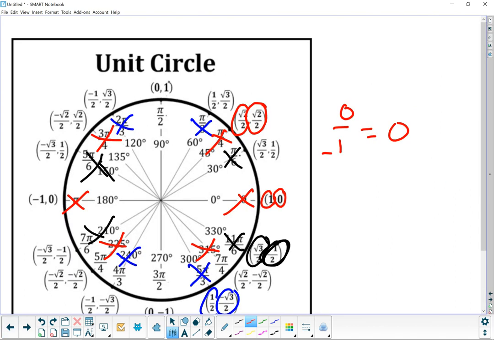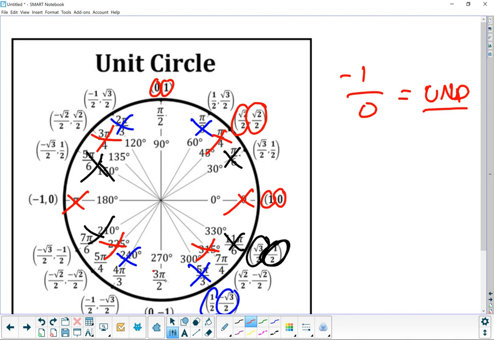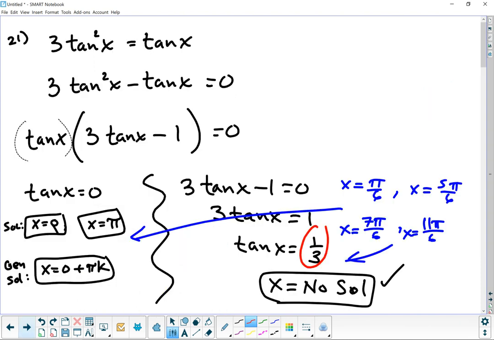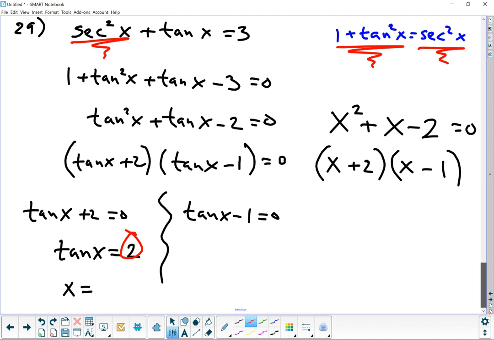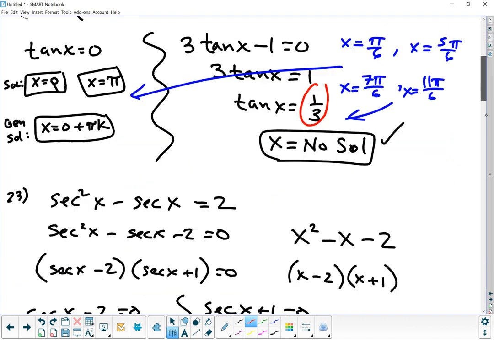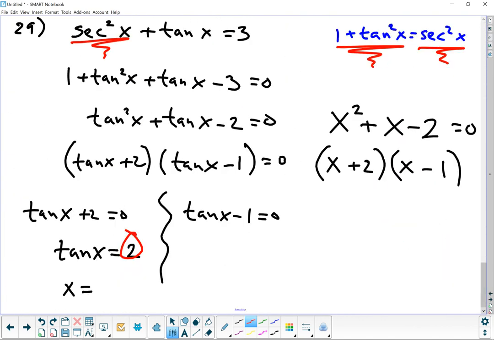And at the top, 1 divided by 0, or negative 1 divided by 0, is undefined. So there are no answers for that. That does not allow you to have an answer for this one, at least not from your unit circle, and I'm pretty confident there is no answer, period. You can check the back if you like. So for this side, x has no solution.